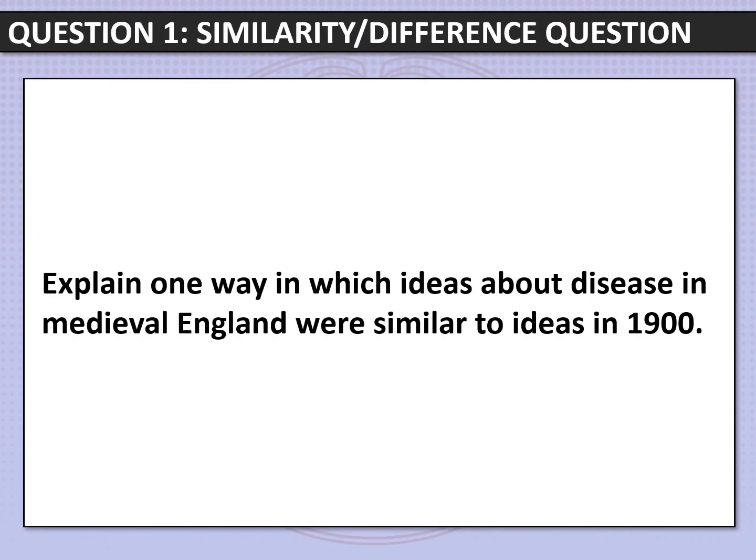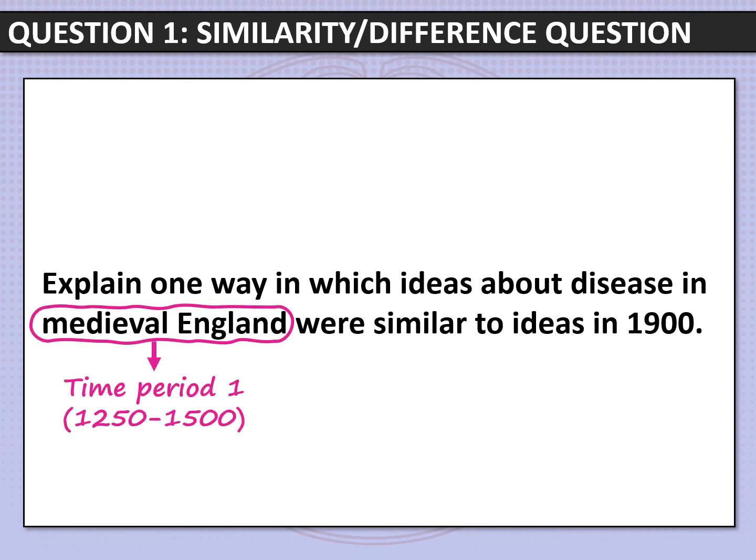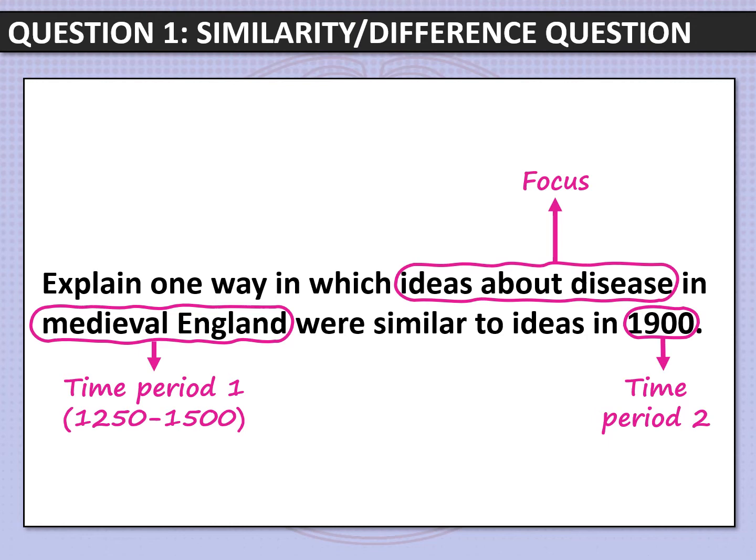So here's an example of what this might look like. Explain one way in which ideas about disease in medieval England were similar to ideas in 1900. As you can see, we have 2 time periods to compare. The first one is medieval England, and that's between 1250 and 1500. And time period 2 is 1900. In this case, we've been asked to focus on ideas about disease, and we need to give a way that ideas were similar in those 2 time periods.